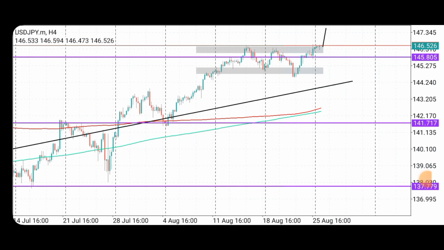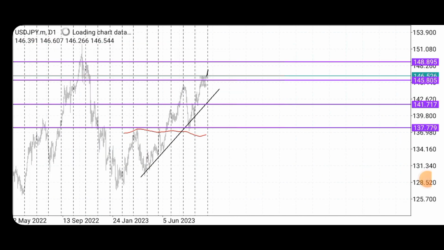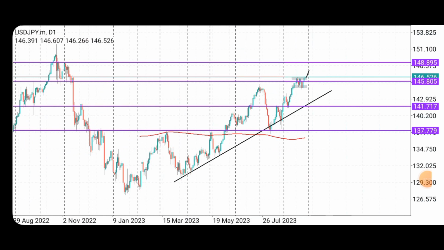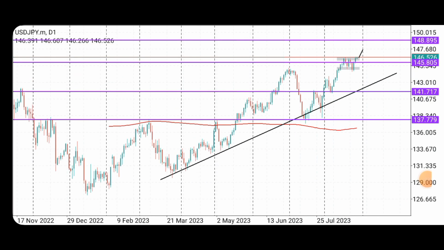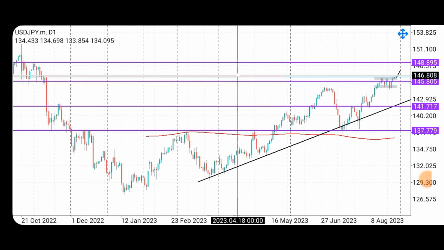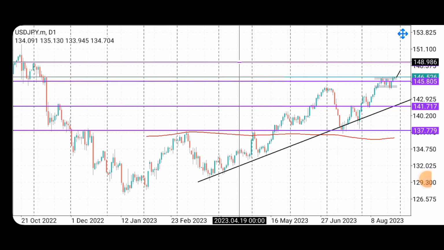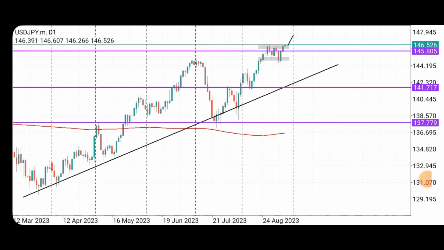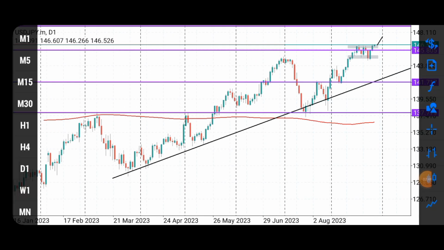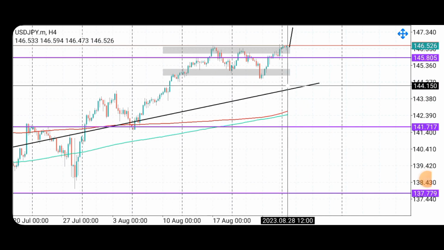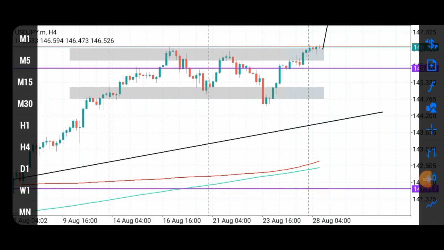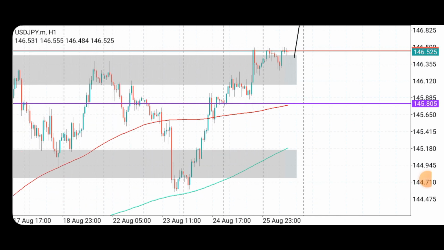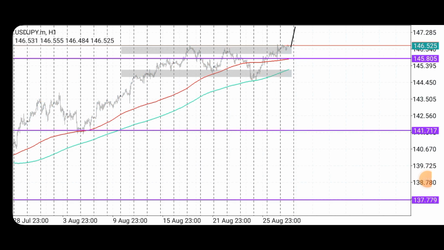The next possible target, let's see, on the daily, is at the 148.9 region. That's roughly more than 1,000, more than 1,500 points if you take this order. That's where I'm anticipating the market could be headed. So I'm bullish on the USDJPY for this week. And remember that this week we have NFP news.